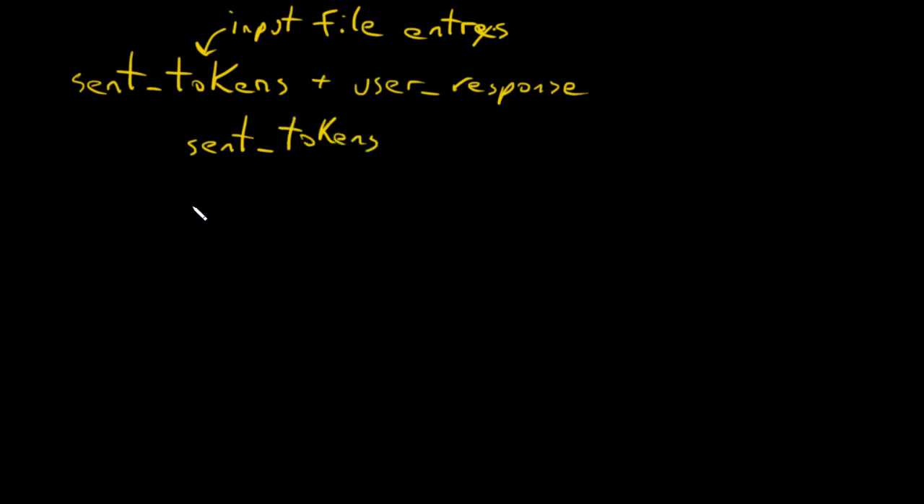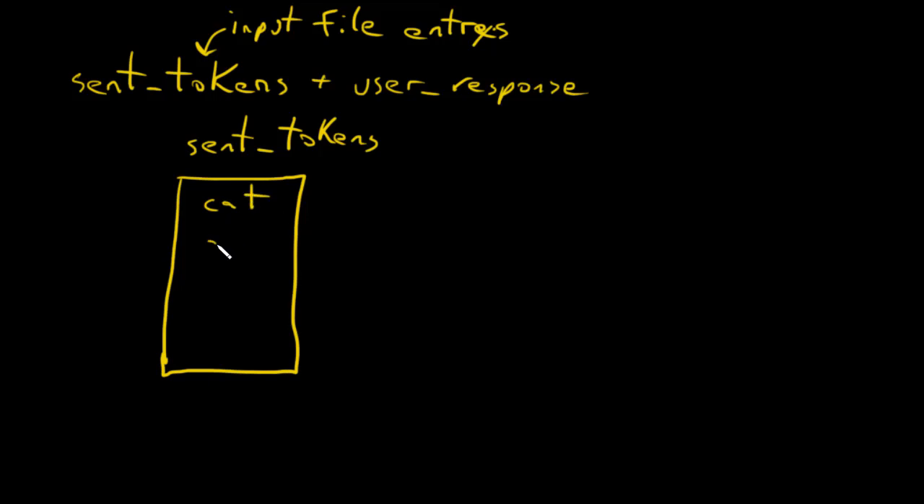Okay, it looks something like this now. Maybe my input file was cat, dog, bird, and then whatever the user input. Maybe the user input is, I like dogs. Okay? So if the user input that the user put in was I like dogs, now sent tokens contains cat, dog, bird, and I like dogs.